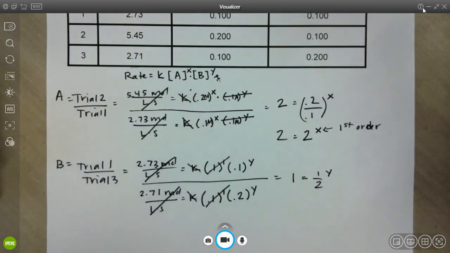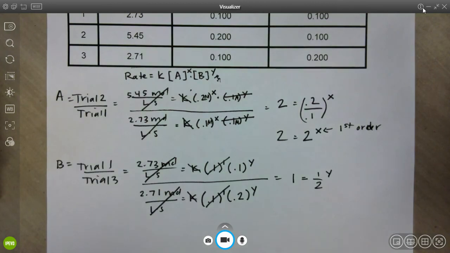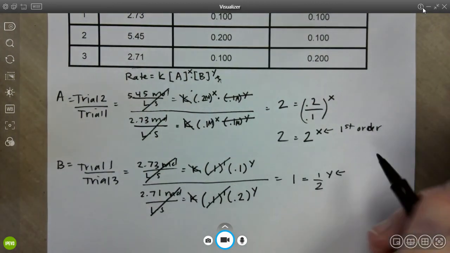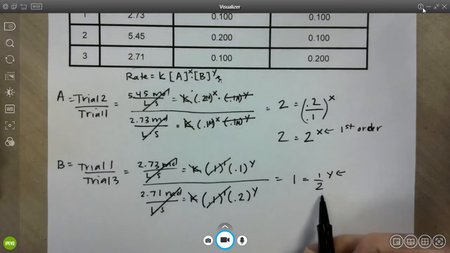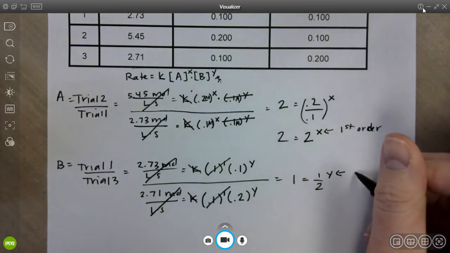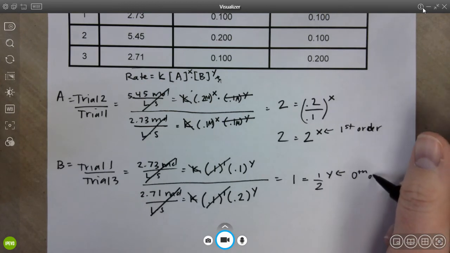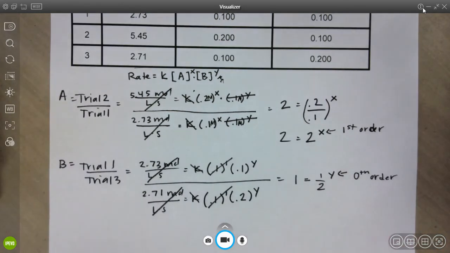to the Y power. And if you think about what number I've got to put here in my exponent to make this true, what do I have to put this power as to make half equal 1? It's going to be the 0 power. So this is what we actually call 0th order, which kind of sounds funny, but that's what that is.